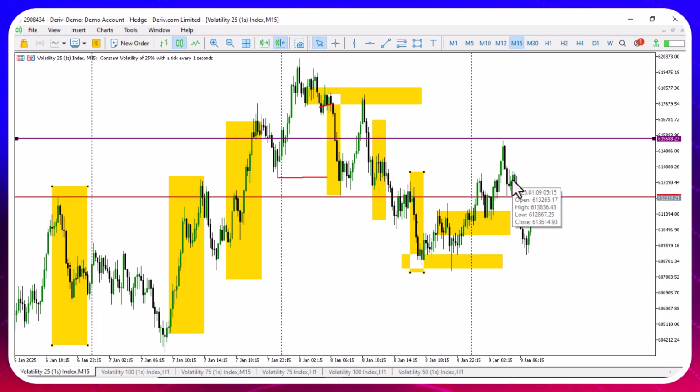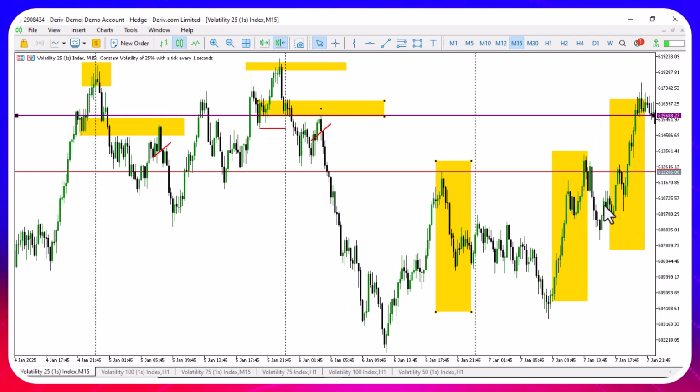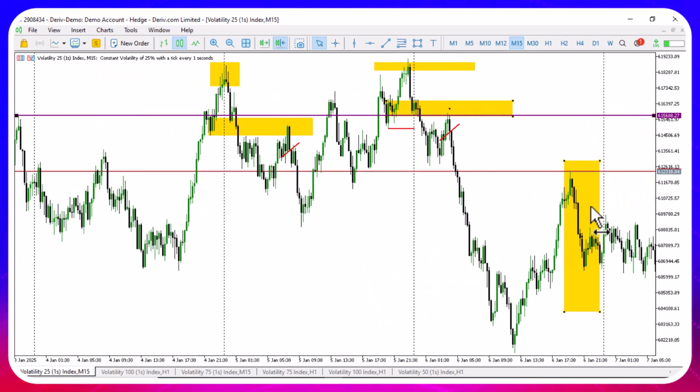So you don't have to be greedy. Remember, you are a beginner, right? So if you are a beginner, you have to trade carefully and not be greedy. You have to understand what you are doing, and you have to know how you are doing it. So this is what I wanted to show you on Deriv.